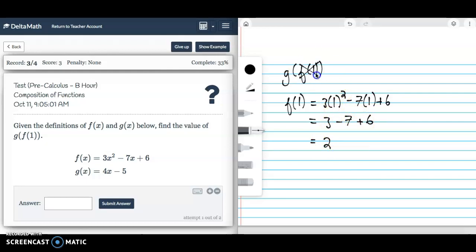So I'm going to go ahead and replace that with a 2. So really what it's asking me to find now is g of 2. So using the g function now, 4 times 2 minus 5, 8 minus 5, we get 3.